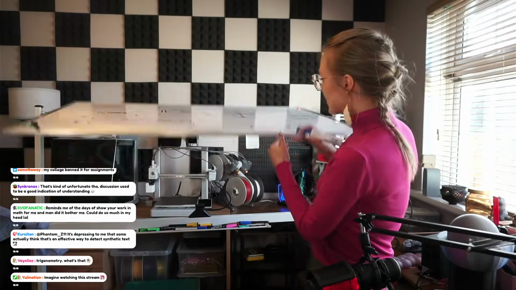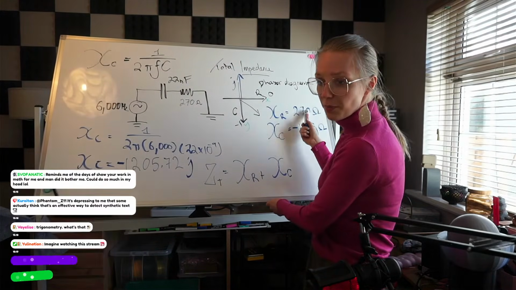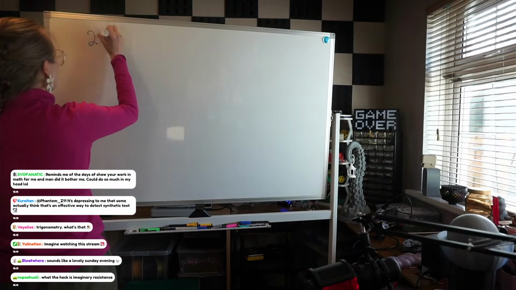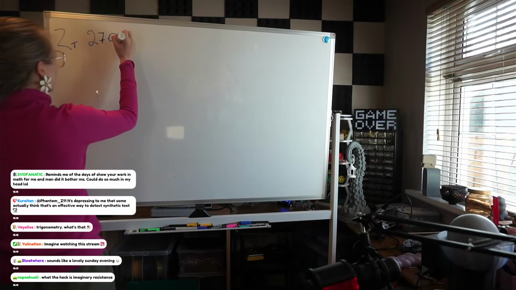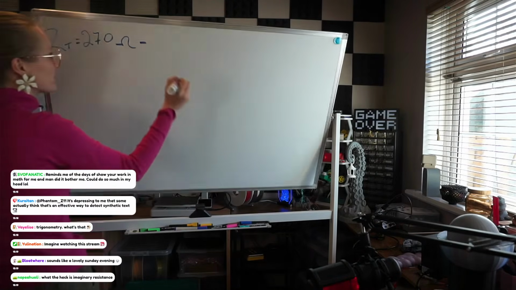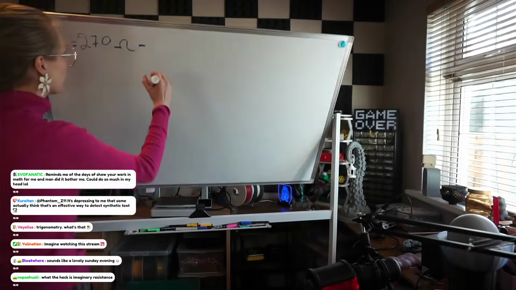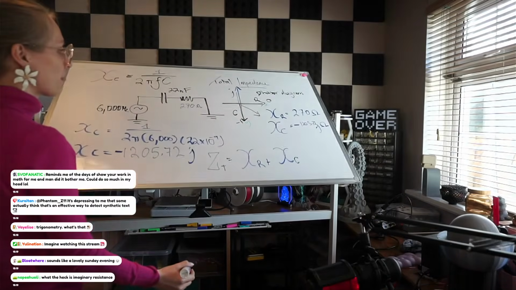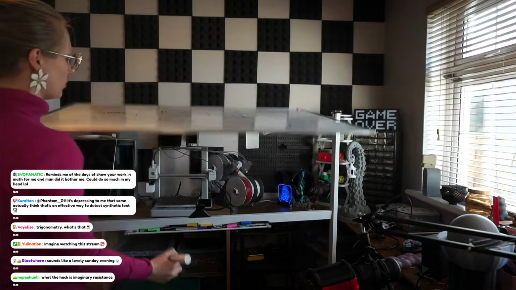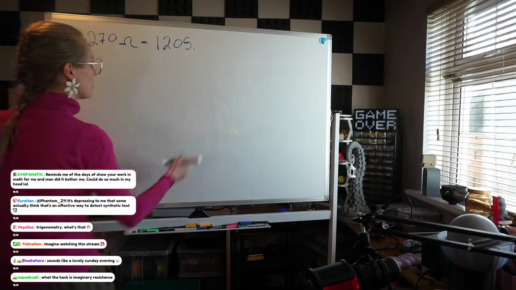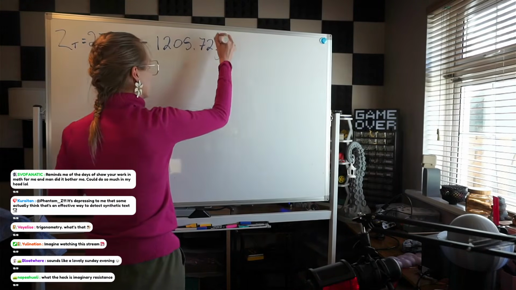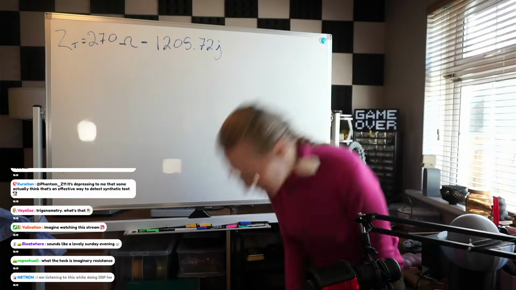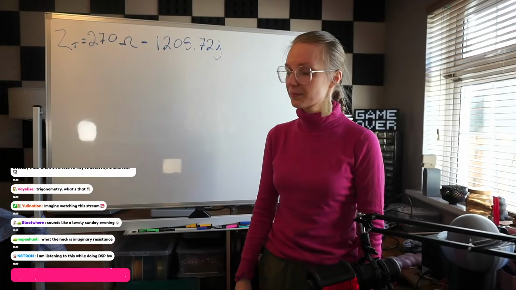So, let's add these two things together. You have a real component and an imaginary component, so it's actually nice and straightforward. 270 ohms minus 1205.72. Okay. This is the total impedance of our circuit.